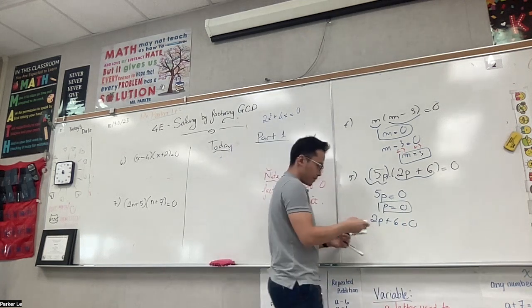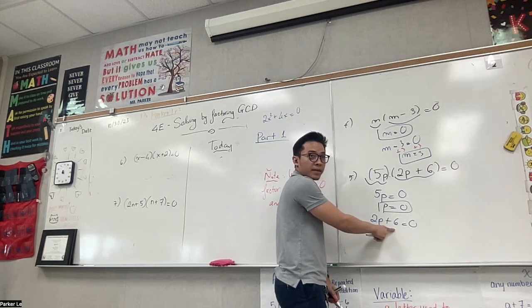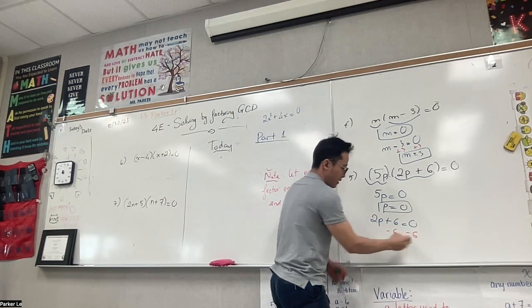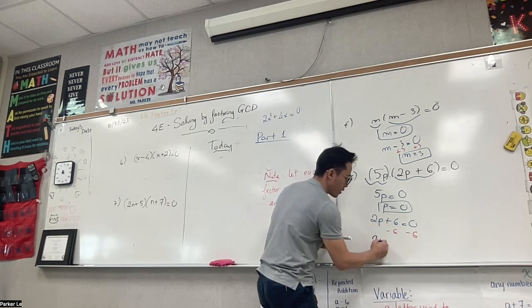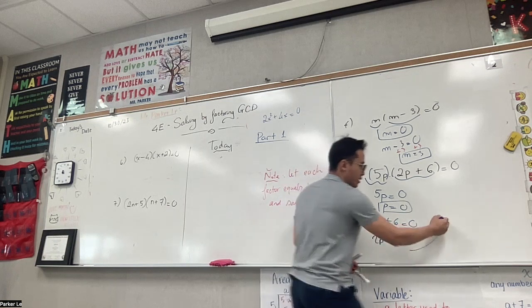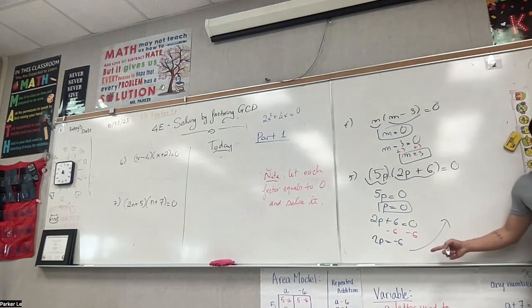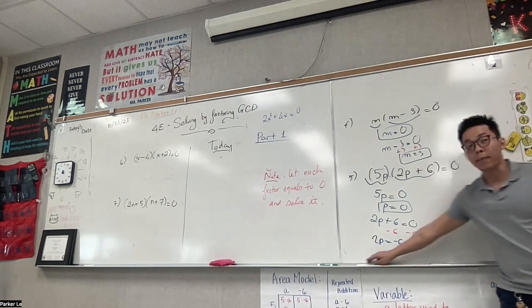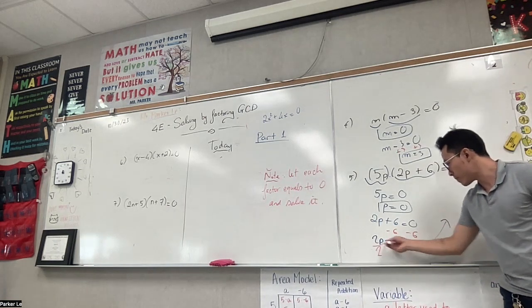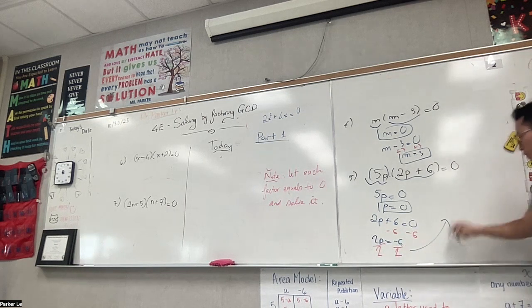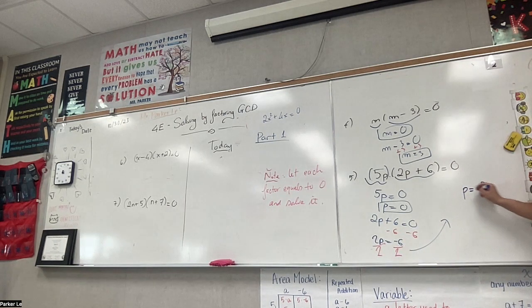How do you solve this? How do you get rid of the 6? Minus 6. So you have 2p equals negative 6. What else? Divide by 2 on each side. Very good. Right? I want p to be by itself, so divide by 2 on each side. So p equals negative 3. Very good.